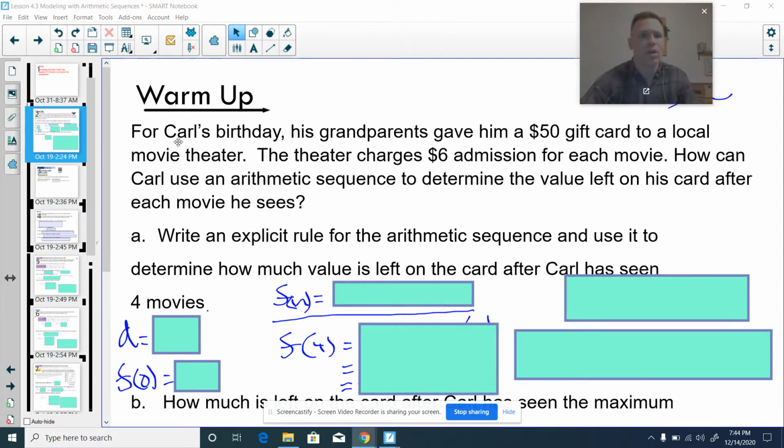Okay, here it is. For Carl's birthday, his parents gave him a $50 gift certificate to a local movie theater. The theater charges $6 admission for each movie. How can Carl use an arithmetic sequence to determine the value left on his card after he sees each movie? Part A says to write an explicit rule for the arithmetic sequence and use it to determine how much value is left on the card after he's seen 4 movies.